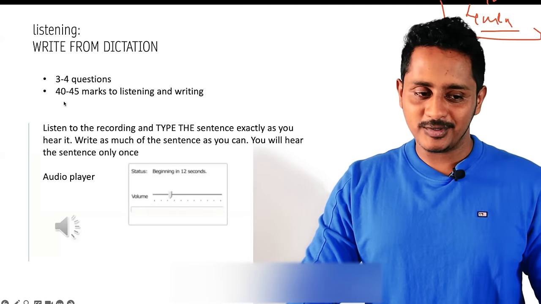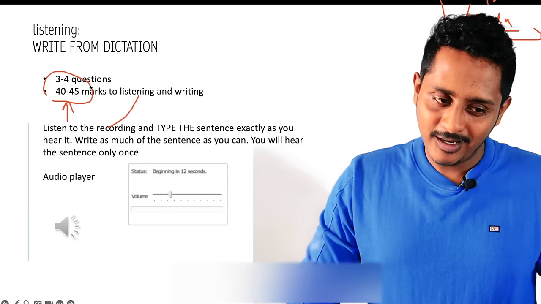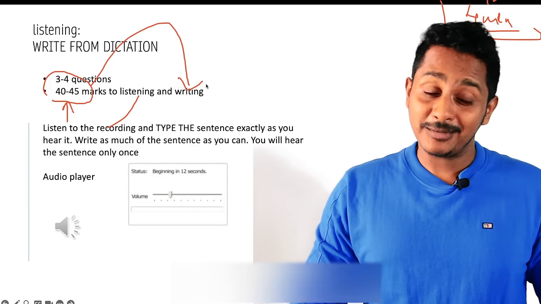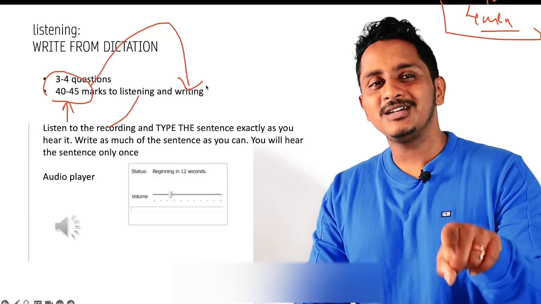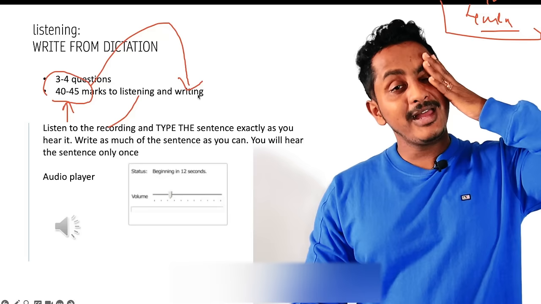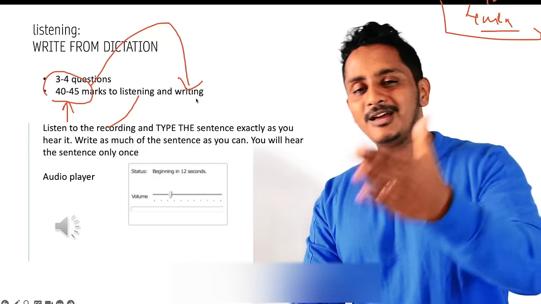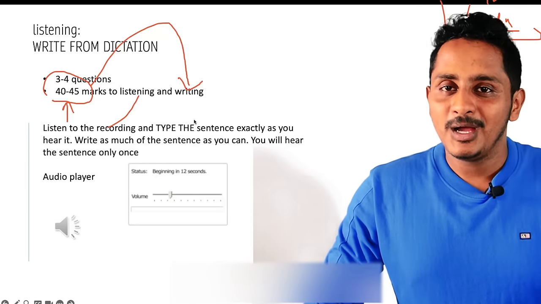This module contributes, see here, 40 to 45 marks towards your listening and 40 to 45 marks towards your writing separately. Probably 85 to 90 marks. If you don't reach here because on Choose Single Answer and Highlight Correct Summary you are putting your Einstein head into it, then by the time you come here, 1 minute will be left. You cannot solve. Be very careful.